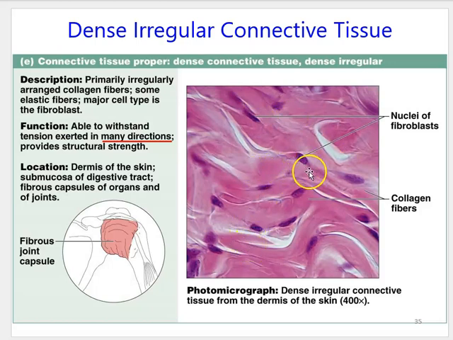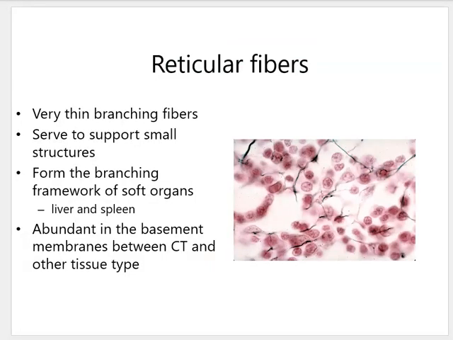H&E stain shows purple nuclei and kind of pink protein. So something like dense irregular connective tissue, with a random jumble of thick collagen fibers, would have a lot of pigment. It would be mostly pink with purple nuclei. But I got ahead of myself. We were looking at the fibers. So then we go into specific connective tissues.